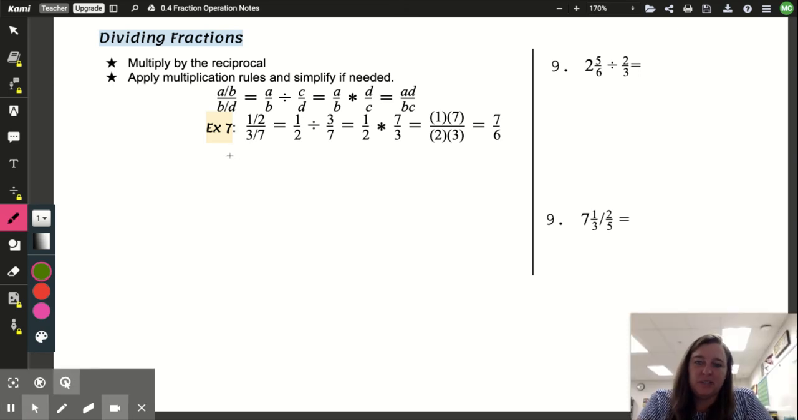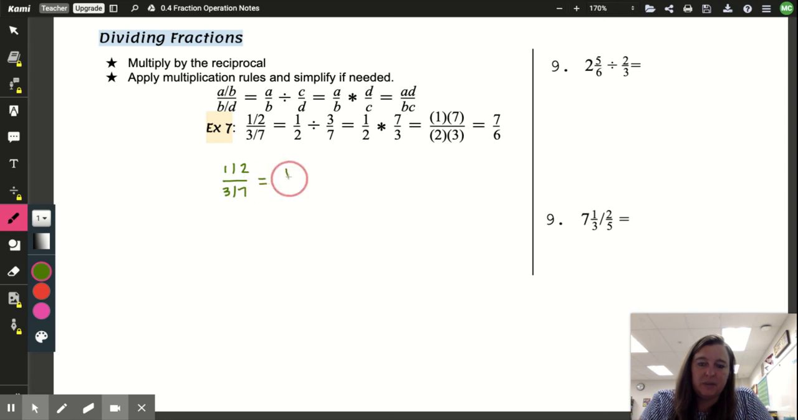So once again, I'm going to go ahead and do this example with you, even though it's already worked out. So they started us off with 1/2 over 3/7. So the first thing I would do is write that out using an old style division sign. So 1/2 divided by 3/7. And now because it is dividing fractions, I'm going to keep the first one the same. So 1/2 stays the same. I'm going to change this to multiply, and then I'm going to take the reciprocal of the second one. So this would be 7 over 3.